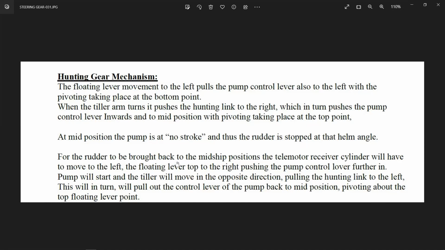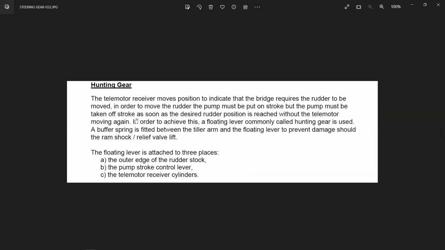For the rudder to be brought to the midship position, a telemotor receiver cylinder will have to be moved to the left and the floating lever to the right, pushing the pump control lever further in. The pump will start and the tiller will move in the opposite direction, pulling the hunting lever to the left. This will in turn pull the pump control lever back to the outward position, pivoting about the top floating lever point.